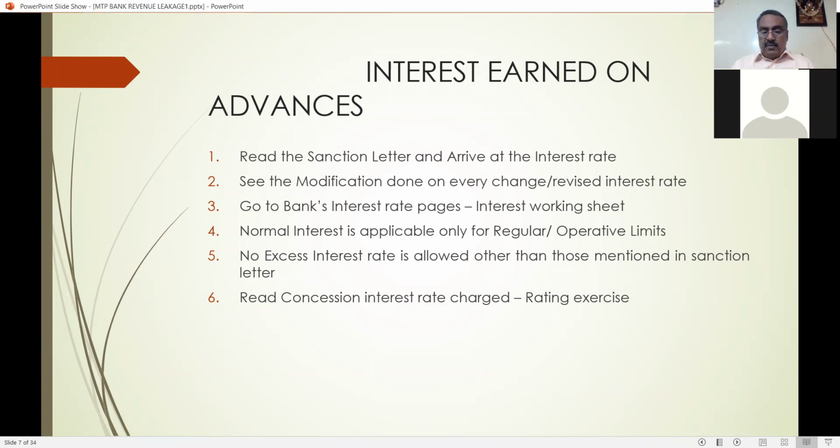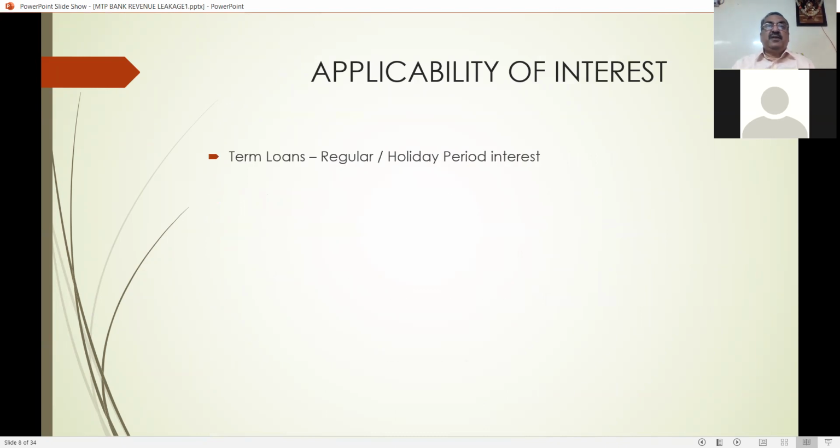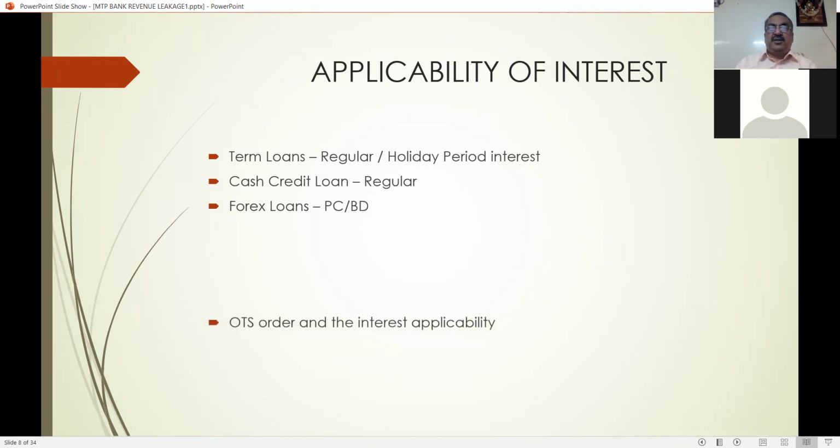Next thing, it is applicable for what? For term loans, regular. If it is regular, you can charge, and for holiday period interest, you have to charge the regular interest. And for cash credit loans, if the loan is regular, you can charge the regular interest rate. And for forex loans, in the form of packing credit loan or bill discounting, regular interest.